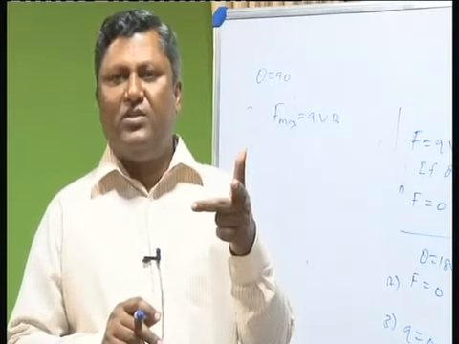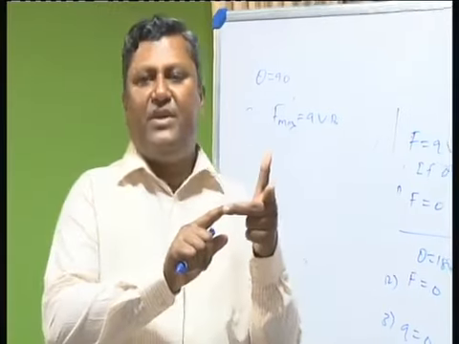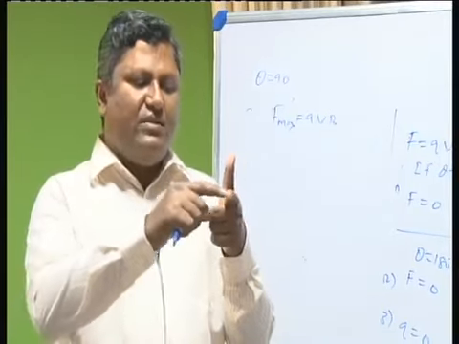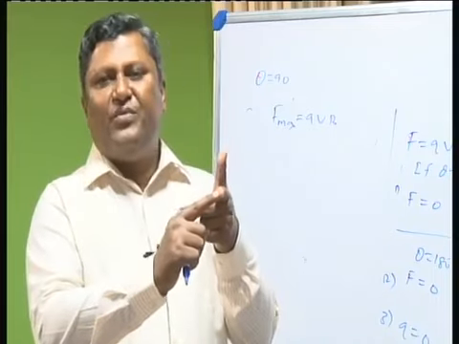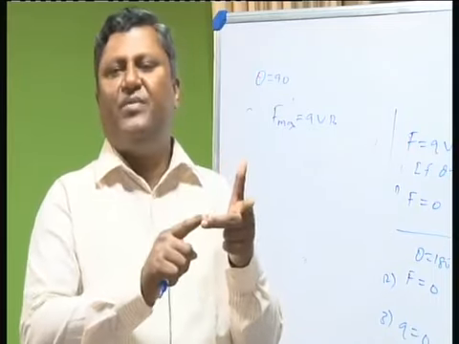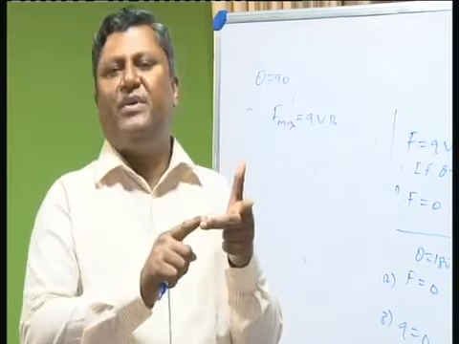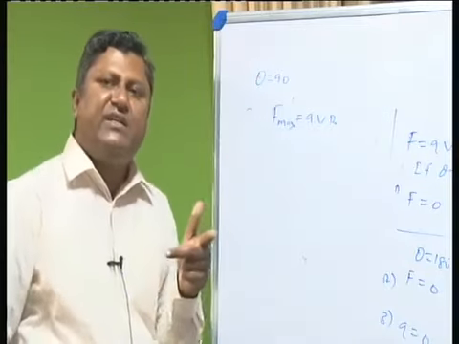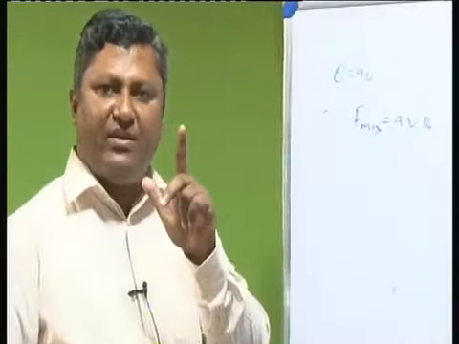This rule states that if the first three fingers of the left hand are stretched such that they are mutually perpendicular, so that the forefinger gives the direction of magnetic field, the middle finger gives the direction of velocity of the charged particle, then the thumb represents the direction of force. So easily we can find the direction of the magnetic force using Fleming's left hand rule. I repeat this once again: if the first three fingers of the left hand are stretched such that they are mutually perpendicular, the forefinger gives the direction of magnetic field, the middle finger gives the direction of velocity, then the thumb gives the direction of magnetic force.